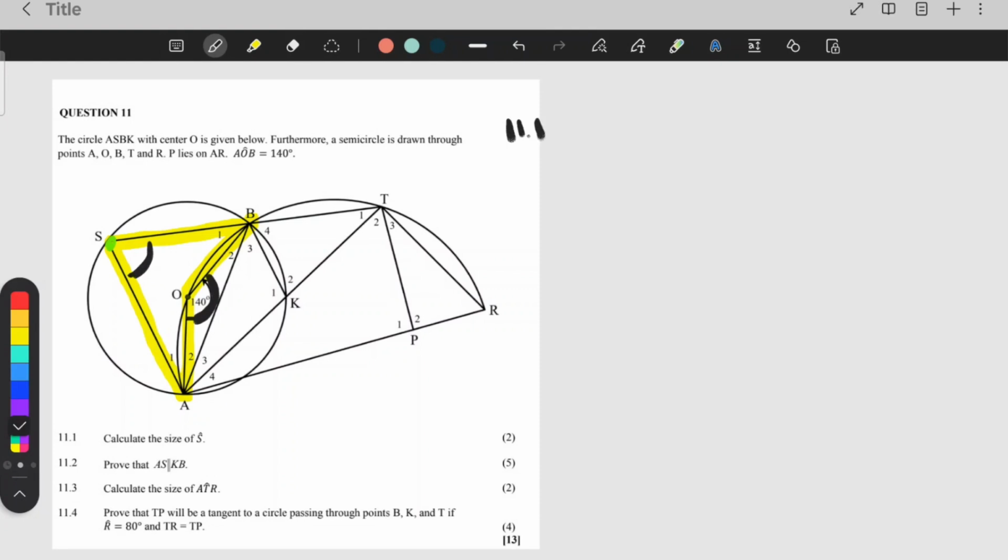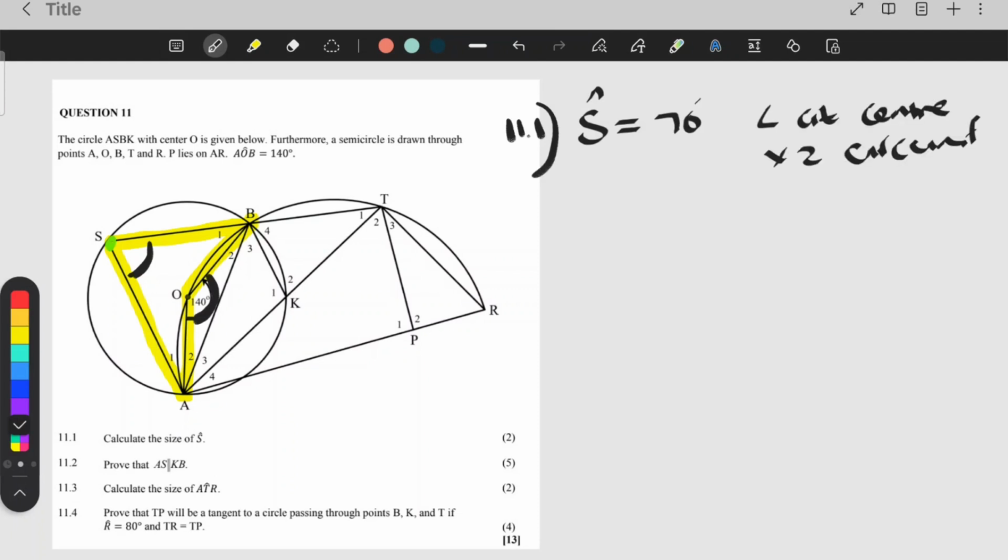So I'm going to write 11.1. Angle S is therefore 70. Angle at center twice angle at circumference. Okay, remember, go put in the values that you worked out, eh? So that is 70 over there. 11.2 says, prove that AS is parallel to KB.